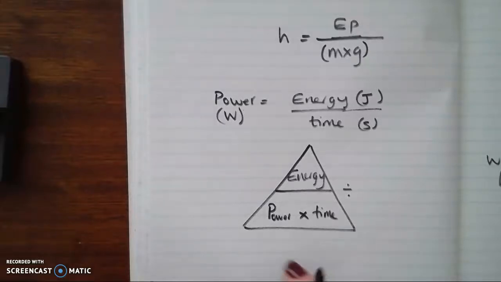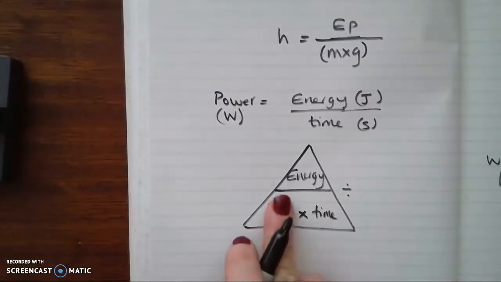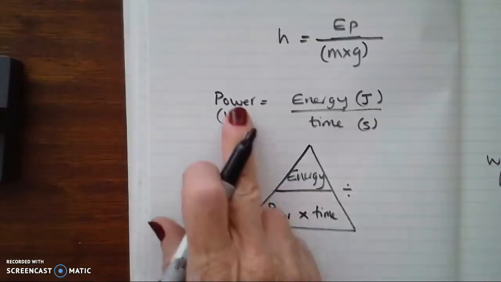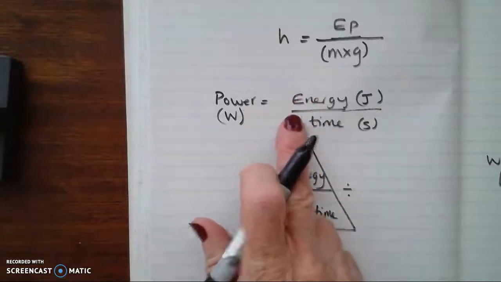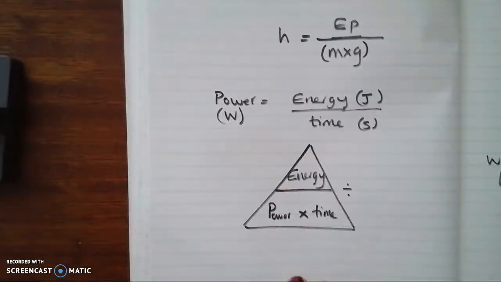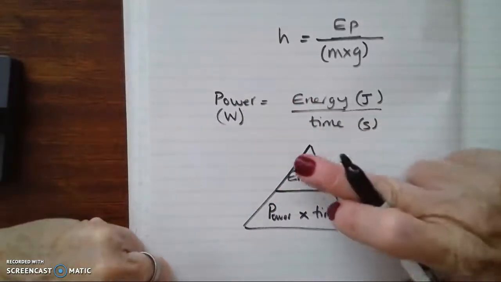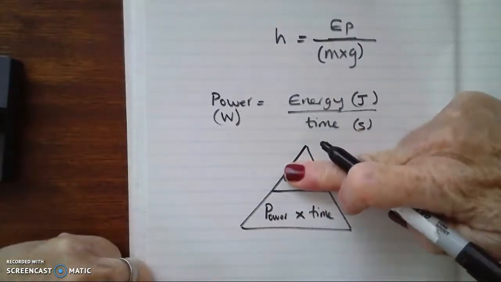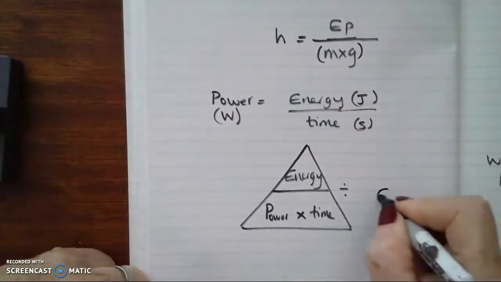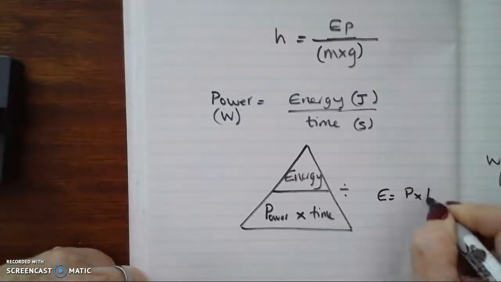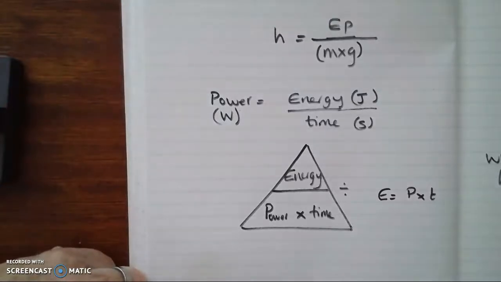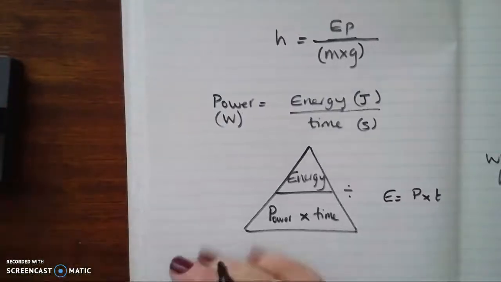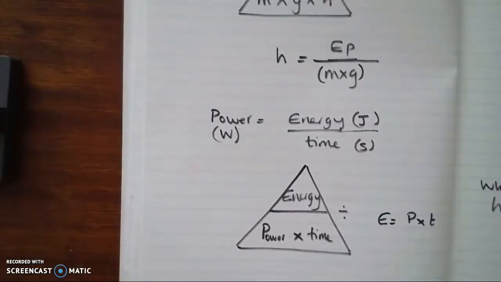Now, if I wanted to find out what power was, I cover up the power with my finger, and I'm left with energy divided by time. Power equals energy divided by time. If I wanted to know energy, I'd cover up the energy, and I'm left with power times time. So that one would be energy equals power times time. So that's an introduction to rearranging formulae. Off to you to practice.